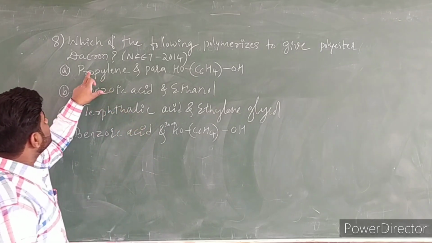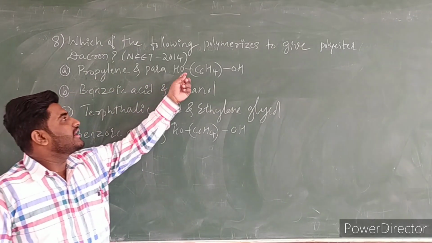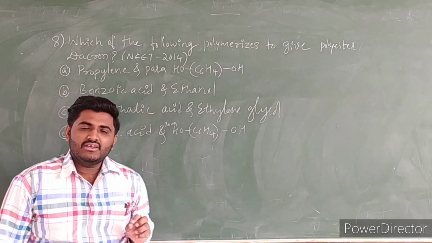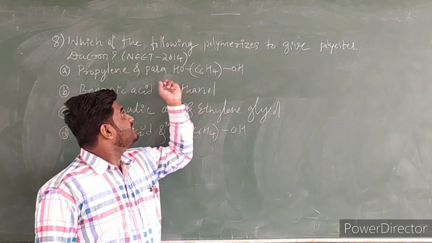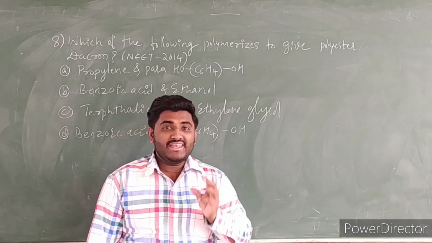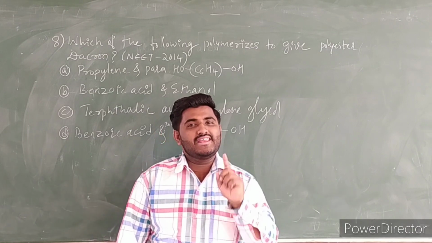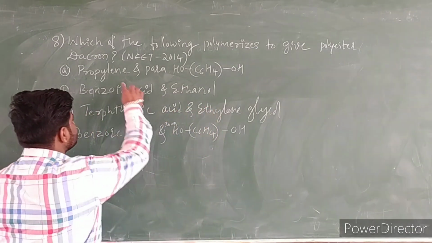See, guys, in the first option they have given propylene and para-hydroxyphenol. Para-hydroxyphenol and propylene will not form terylene because we want ester. Esters are only formed when acid and alcohols react with each other. See, this is the wrong answer.